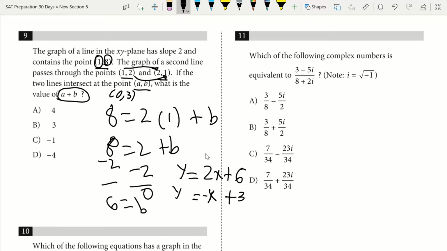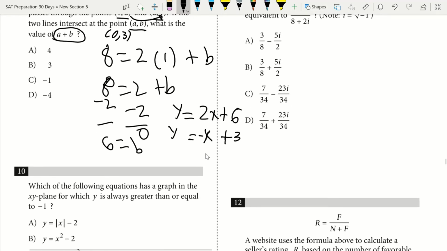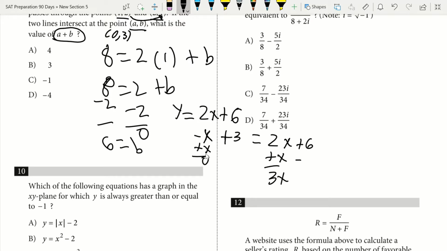So we're asked where they intercept. So if we're going to solve where they're going to intercept here, we're going to set our equations equal to each other. So we'll do this negative x plus 3. It has to equal that 2x plus 6. Right, now we're going to go ahead and add x to each side to keep our coefficient in front of x positive. We get 3x. Now we're going to minus 6 from each side to set x equal to a constant.